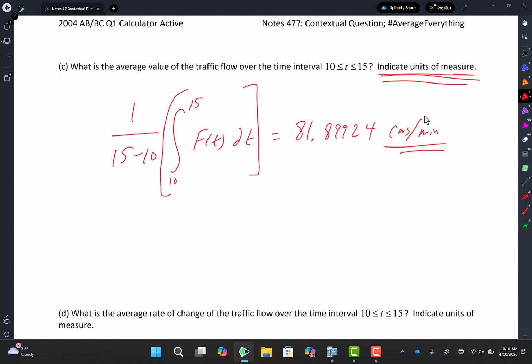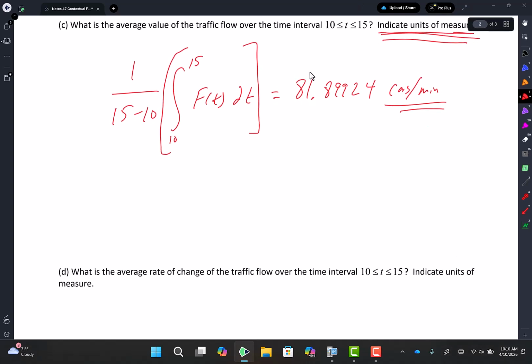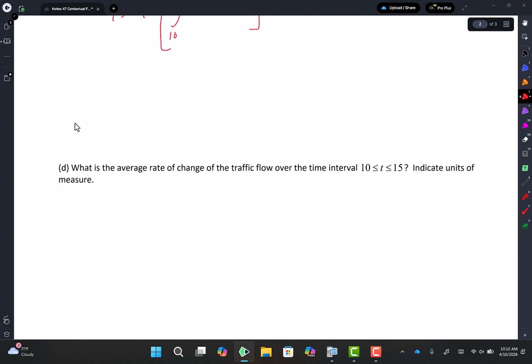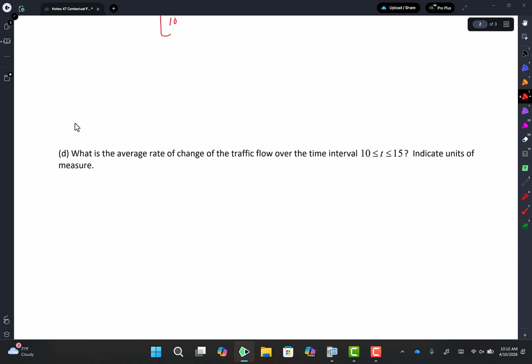Okay. Are we still okay? Okay. Letter D is the one that a lot of kids find hard. I think that's probably the one that a lot of kids miss points in, but not you guys, because we did that circuit yesterday. And we're gonna do that hack. What is the average rate of change of the traffic flow over the time interval 10 to 15 indicated in the manner? You probably got it already down, but remember if you're having a hard time, call traffic flow F and underline or put in brackets, rate of change. What does rate of change mean?